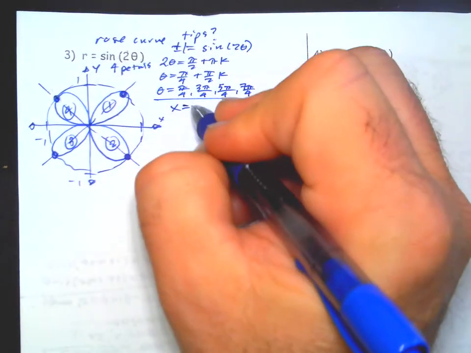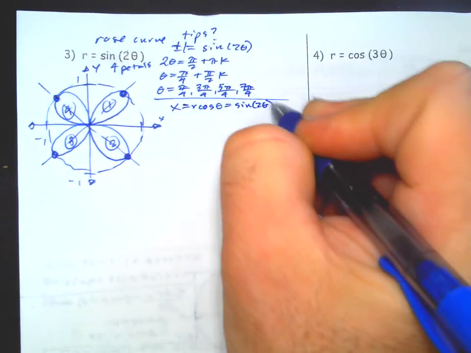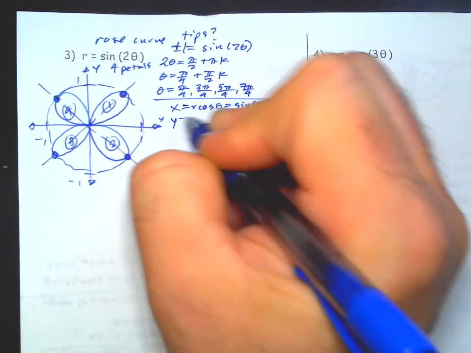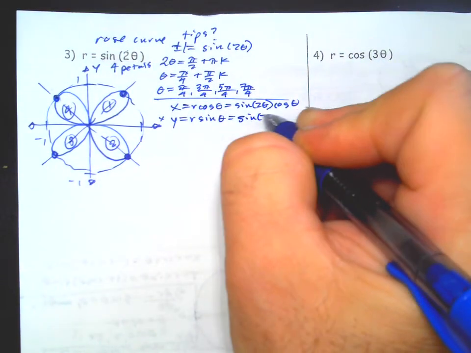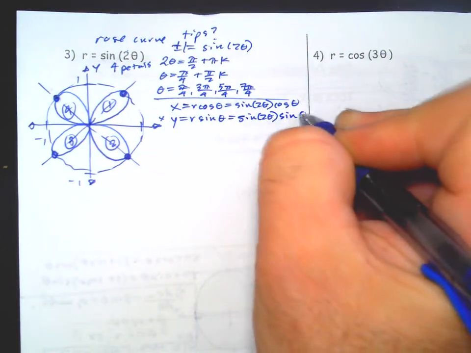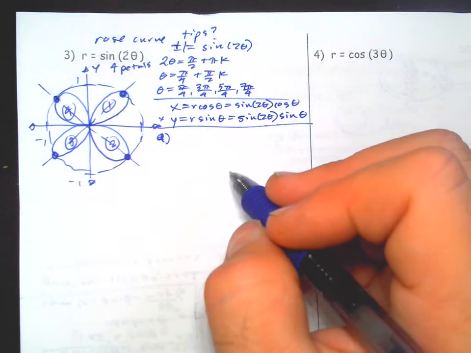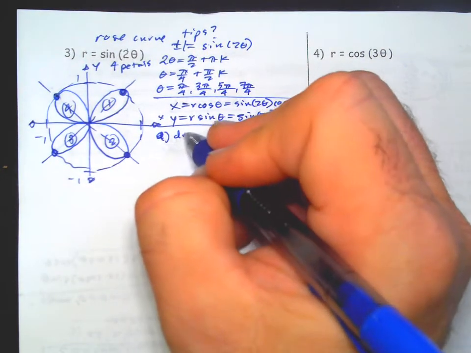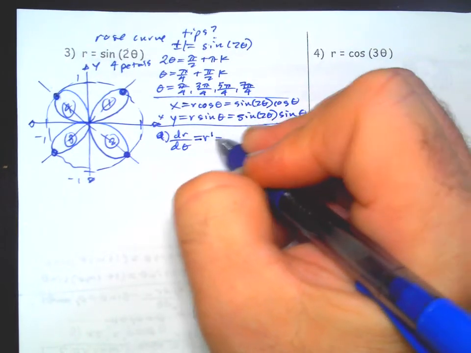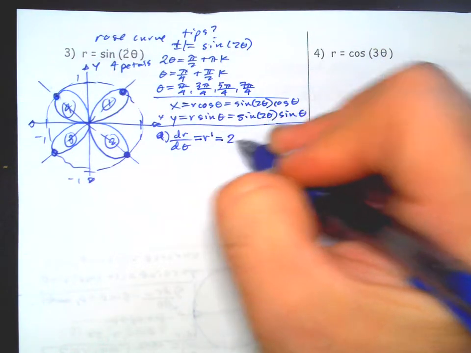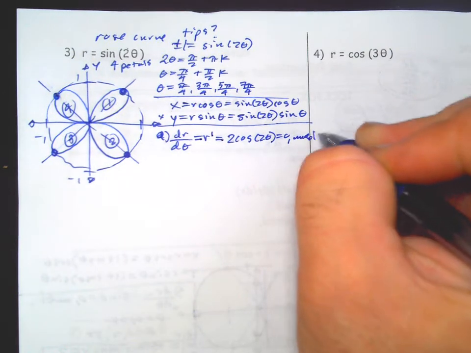Okay. x equals r cosine theta, so it's going to be sine 2 theta cosine theta, and y equals r sine theta, so it's going to be sine 2 theta sine theta. So we use those, and so for A, we're looking for max r, so we're going to do dr/d theta, which is the same thing as r prime, by the way, which is going to be 2 cosine 2 theta. We say equals 0 and find critical points.